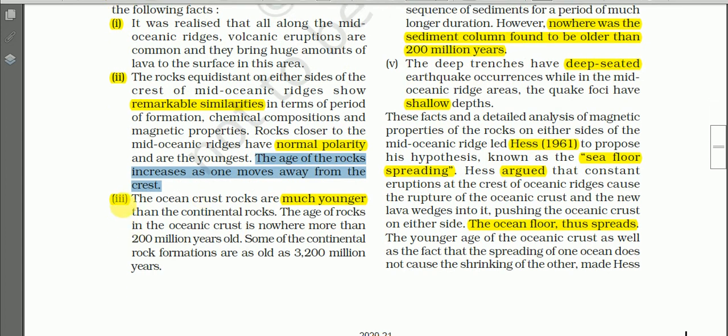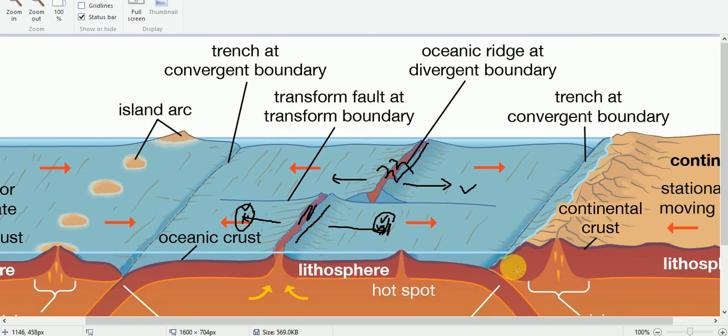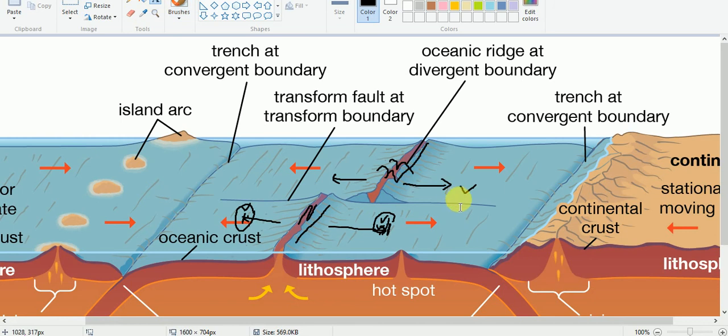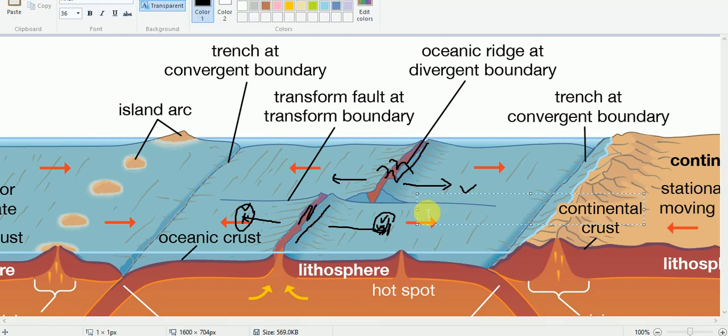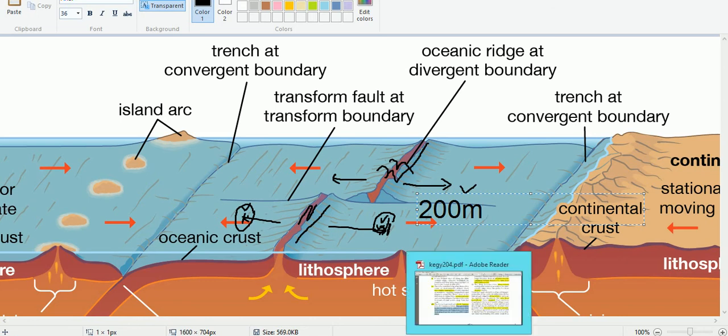Fact number 3: the oceanic crust rocks are much younger than the continental rocks. So another finding is that the oceanic crust rocks are much younger than the continental rocks. The age of the rocks in the oceanic crust is nowhere more than 200 million years old, and some of the continental rock formations are as old as 3,200 million years old. See here, rocks on the floor of the ocean are much younger than the continental rocks. On this ocean floor, the age of the rock is nowhere more than 200 million years old, as mentioned in the book.